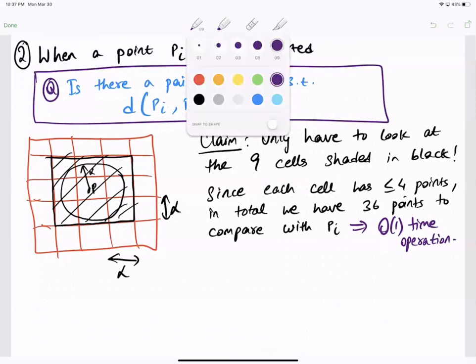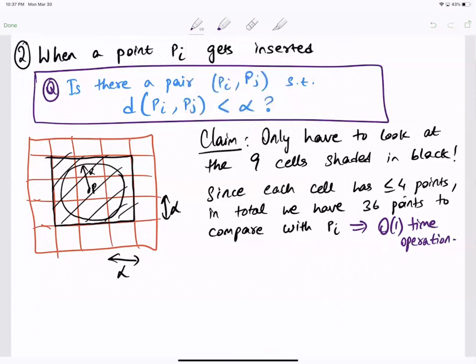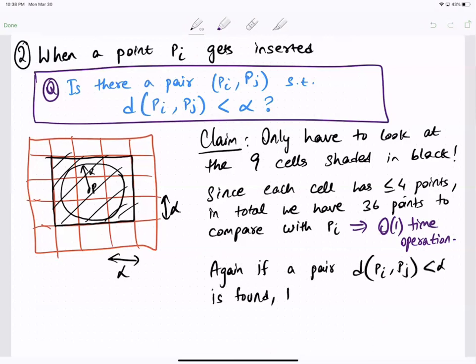Good. So now, if a pair pi, pj with distance less than alpha is found, then stop the algorithm, because we have found that the closest pair is less than alpha.